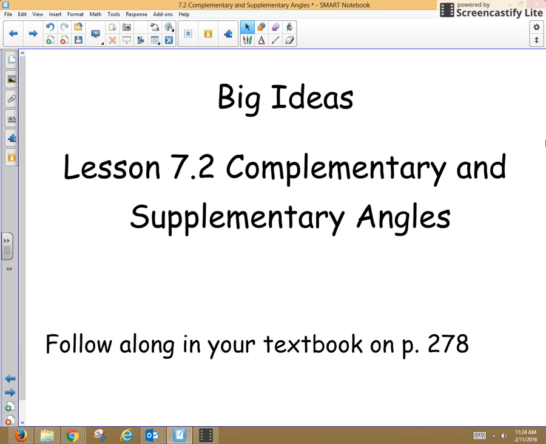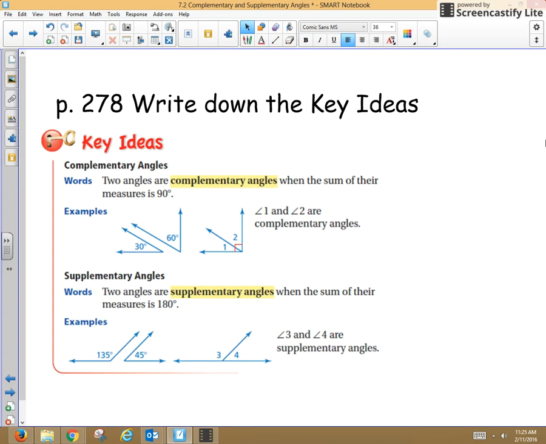Hello, students. Today we are covering lesson 7.2 on complementary and supplementary angles. Follow along with me in your textbook on page 278. On page 278, I would like you to write down the key ideas, starting with complementary angles.